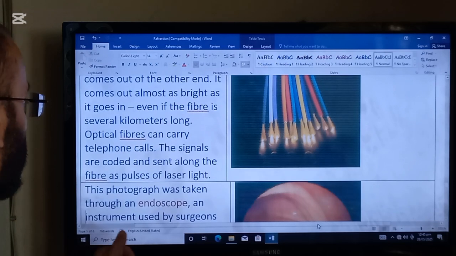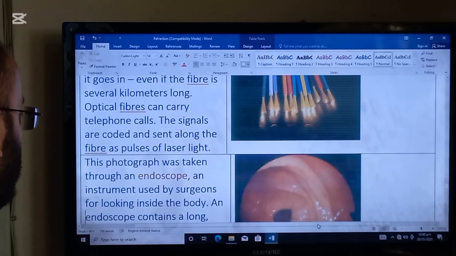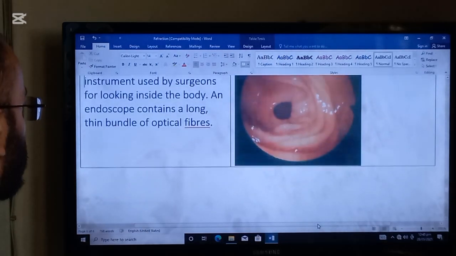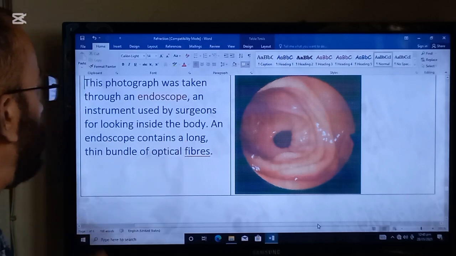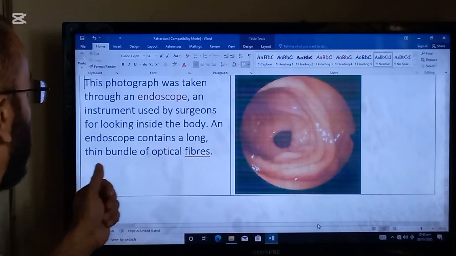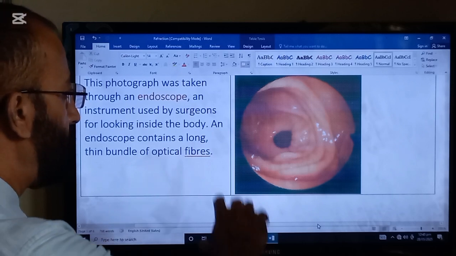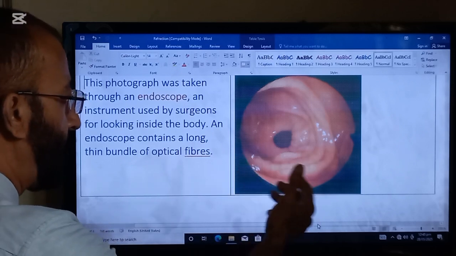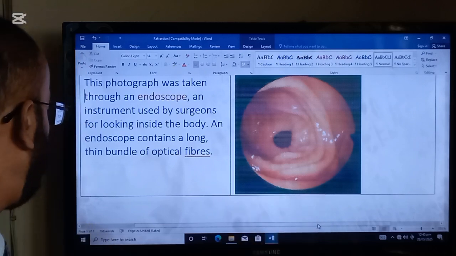Next, this photograph was taken through the endoscope, an instrument used by surgeons for looking inside the body. An endoscope contains a long thin bundle of optical fibers. So this picture is taken by the process of total internal reflection.